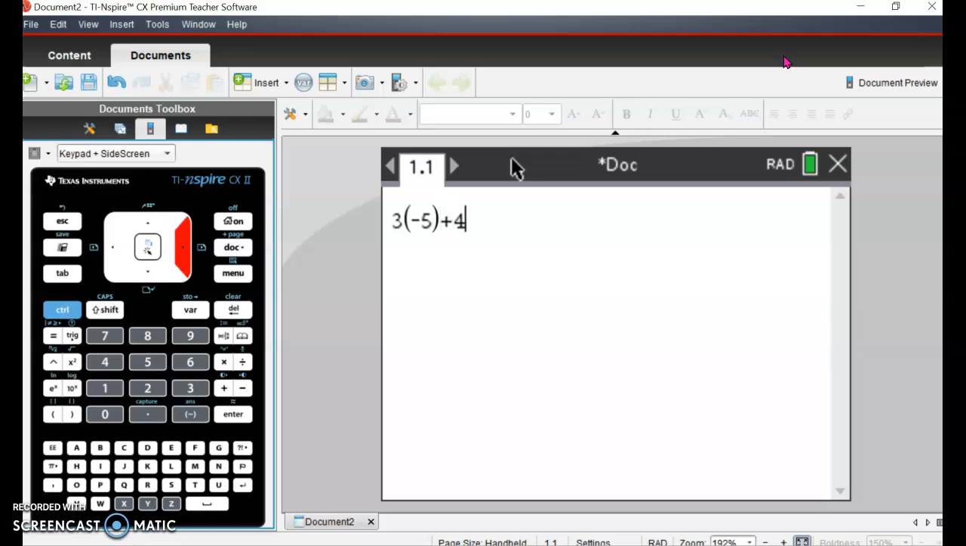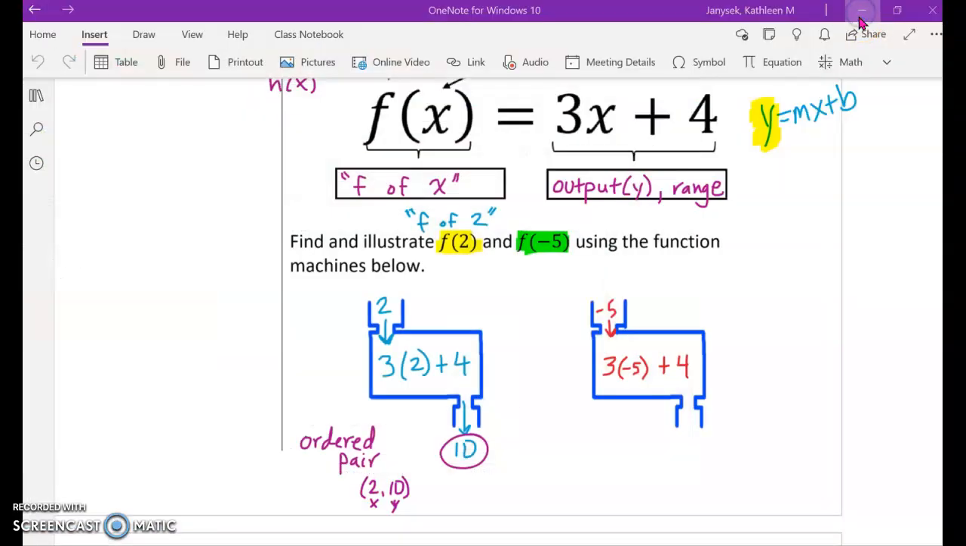So if you don't know what 3 times -5 plus 4 is, you can type it in your calculator. We get -11. So our output then is -11. That's our answer. But occasionally you might have to write your answer as an ordered pair, where the input goes first, the x, and the output goes second, y.